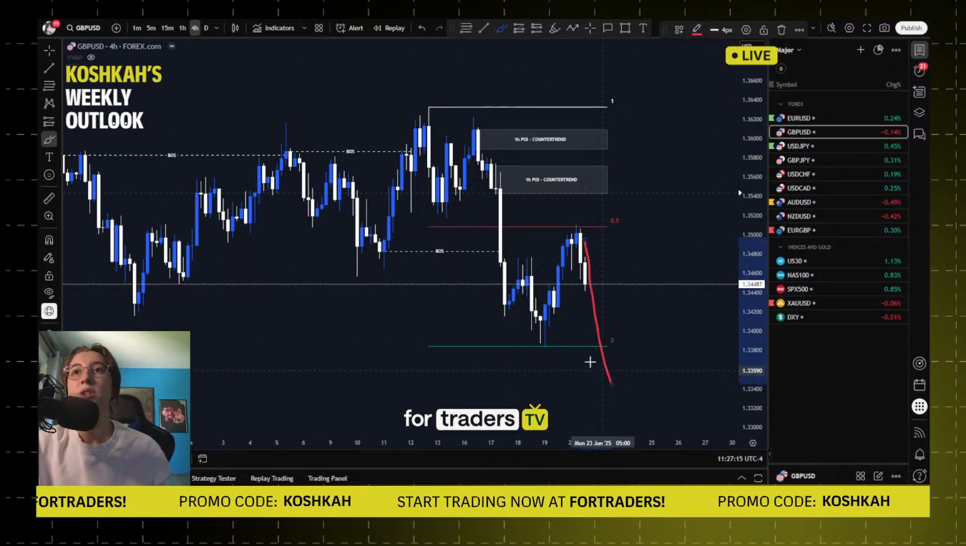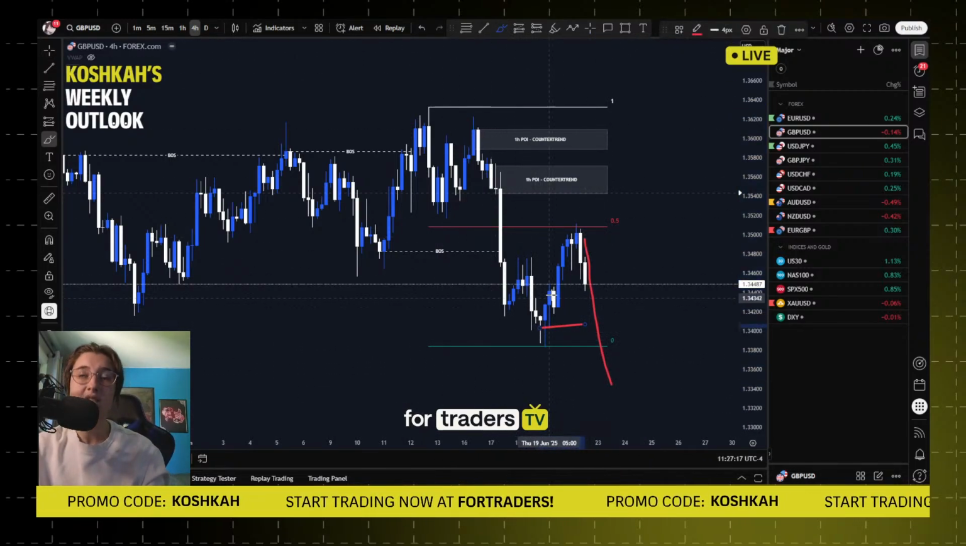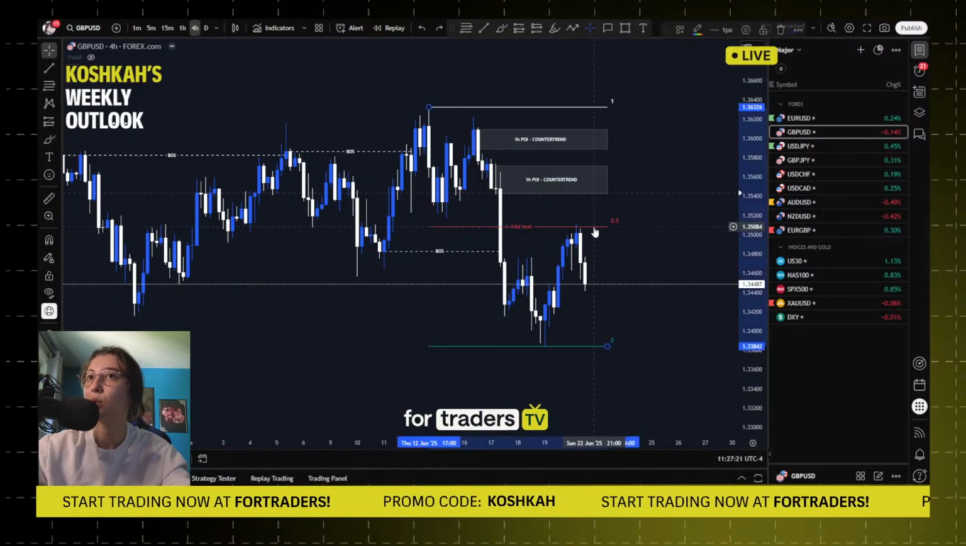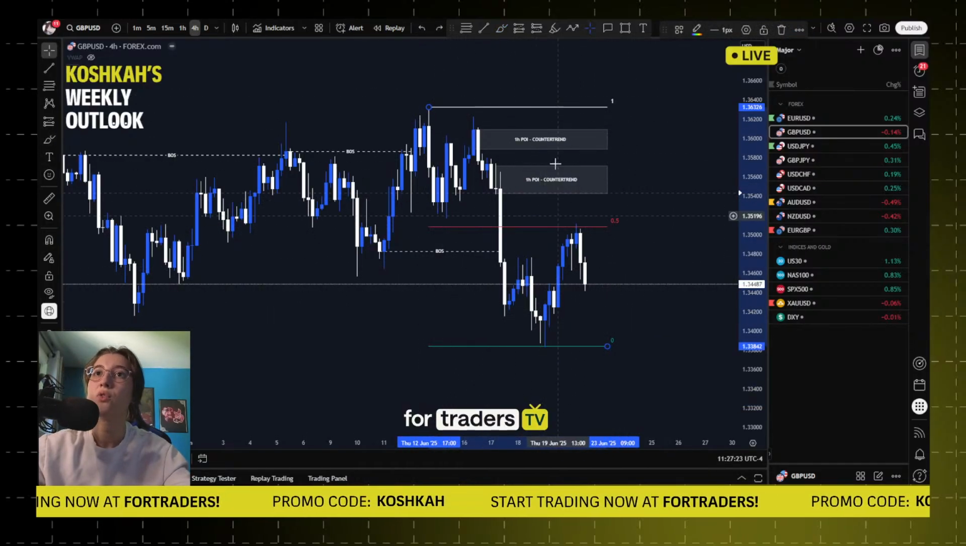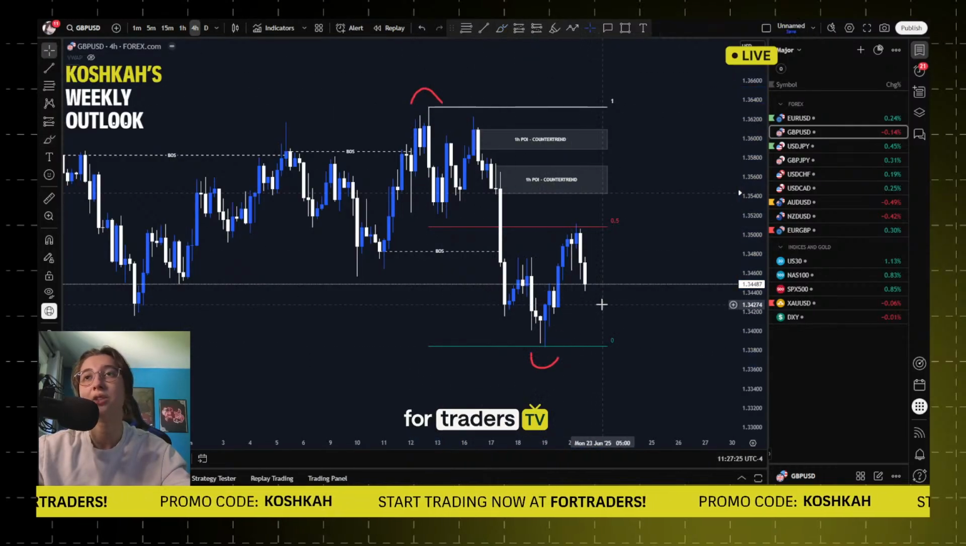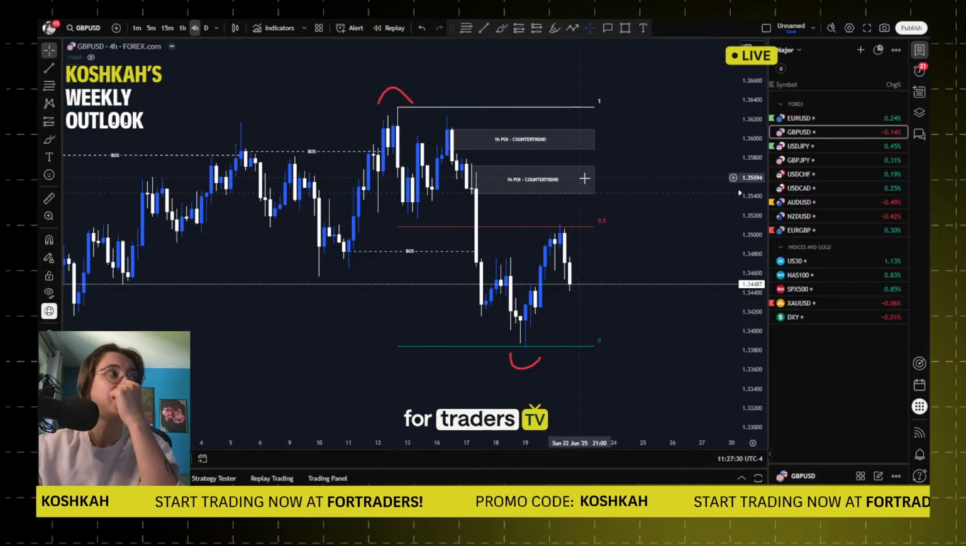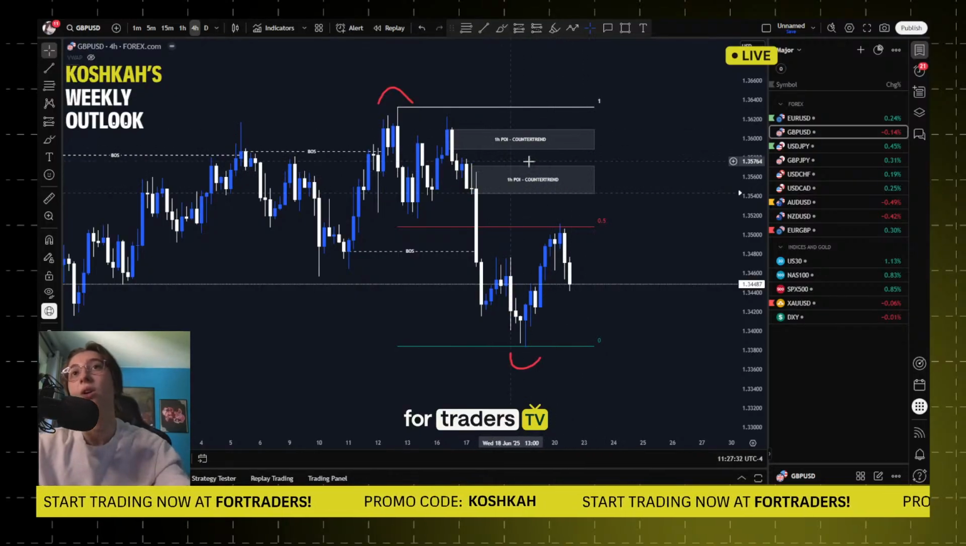So if price now breaks structure to the downside, this will be a new bearish range and we will be able to look for some overall sells. Right now, for me, this is still the structure from this high to this low. This means that we can still look for POIs, but for now it's only counter trend, and this is above right here.